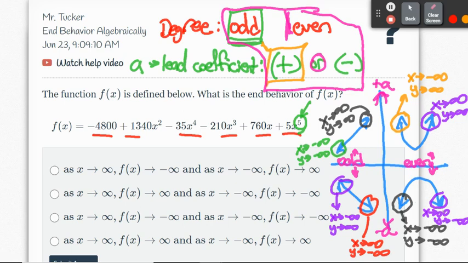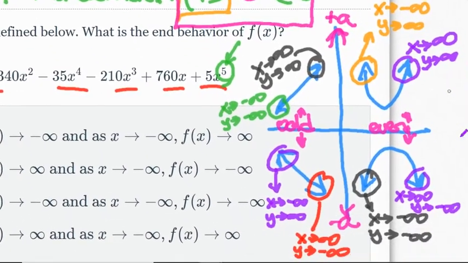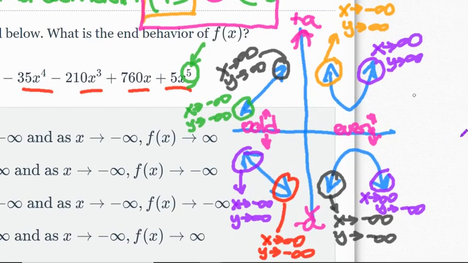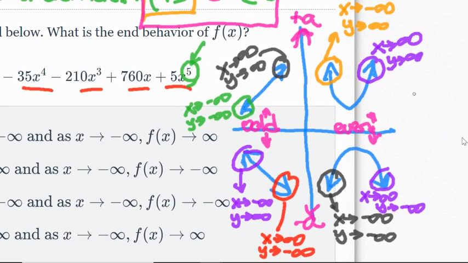So if we can figure out what we have between these graphs based on whether we're odd or even, positive a value or negative a value, we can sort and know our solution every time. So now let's go ahead and select the answer for this particular problem.